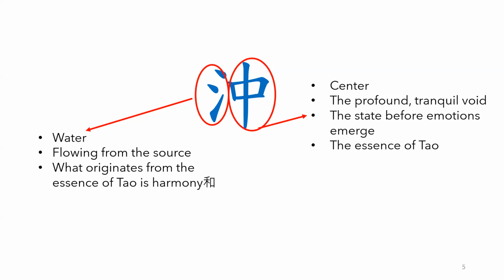And that means all of our virtues originate from our true nature, are harmoniously benefiting the people around you. So when we see the character 冲, we will think about the pure essence, the profound source. And the source is not motionless. The source is functioning, and its function is harmony.